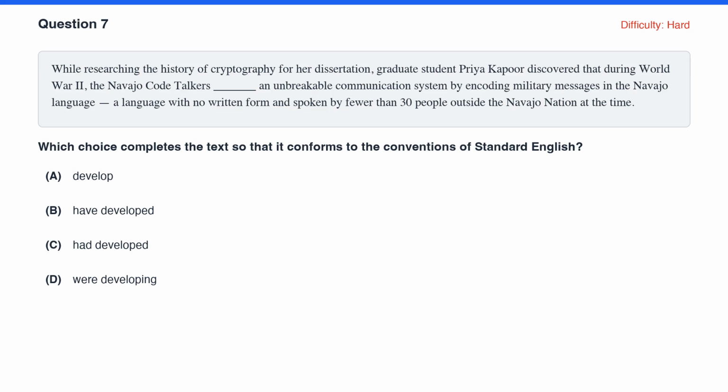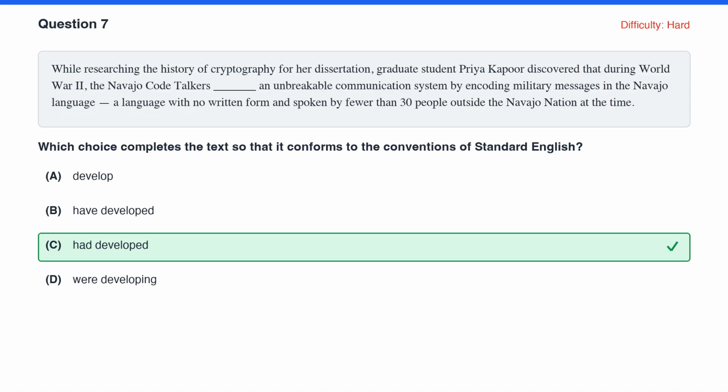C says had developed, past perfect. The code talkers' work happened before Kapoor's discovery. Earlier past plus later past equals past perfect. D says were developing, past progressive. This suggests they were in the middle of developing it. But the passage describes a completed system, an unbreakable communication system. It's finished, not in progress. The answer is C, had developed. When someone discovered that something happened, the discovered event is further in the past.